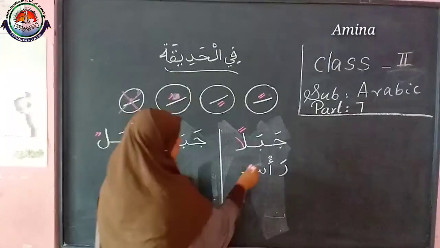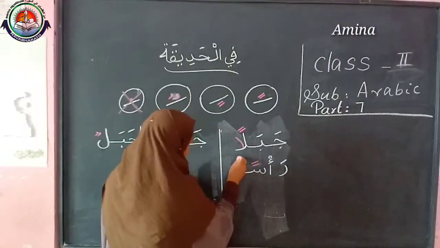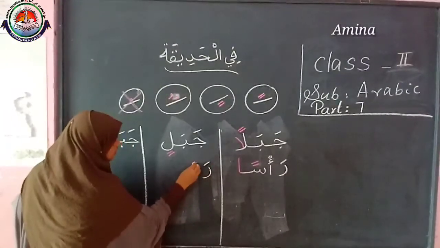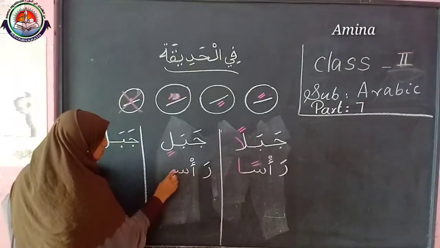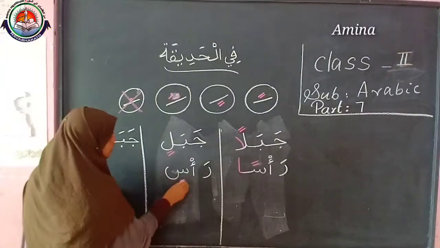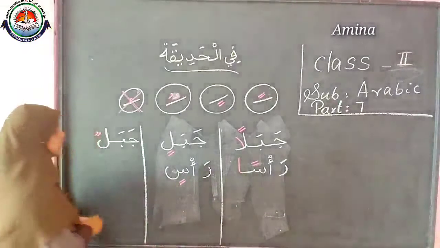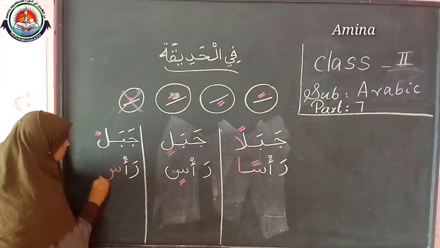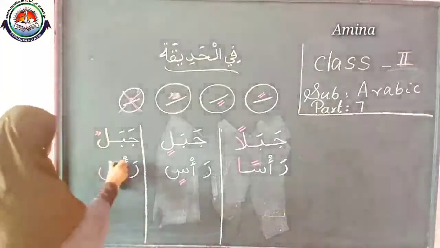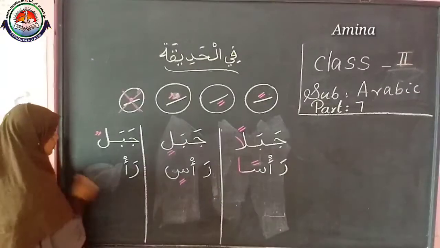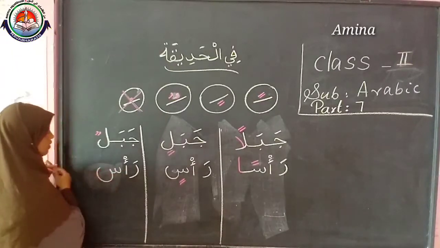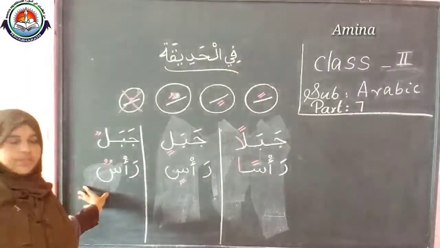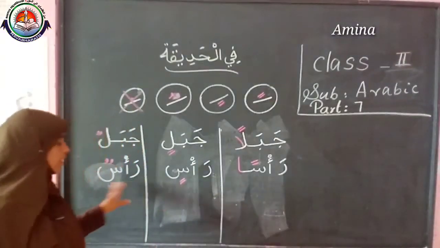Ra'sa, ra'san. We have to read it. Ra'san, ra'sin, ra'sun.